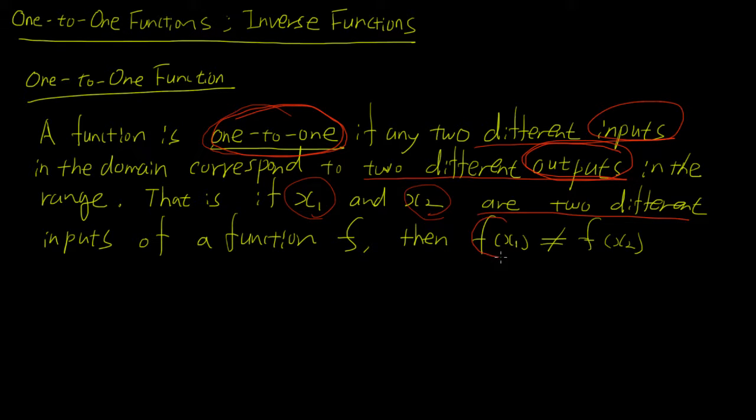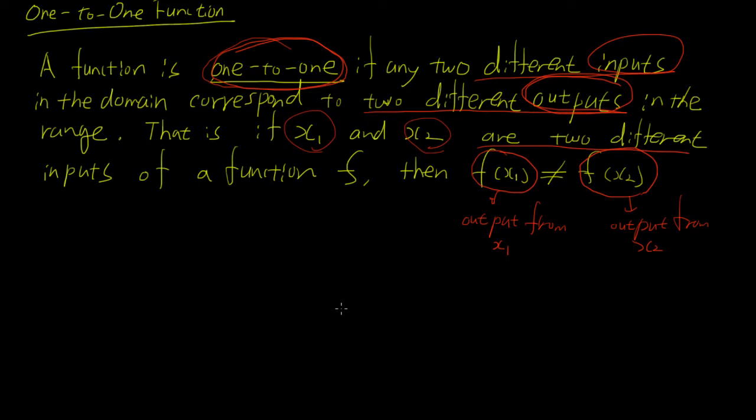So, x1 and x2 are not the same value, they're two different values. Then f of x1, what is this? This is the output from x1. What about this? This is also the output from x2. So if you have different inputs, then you must have different outputs. That's a one-to-one function. It's a typical ideal situation, right?